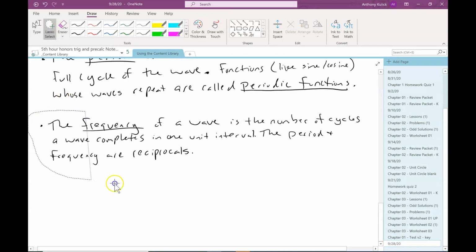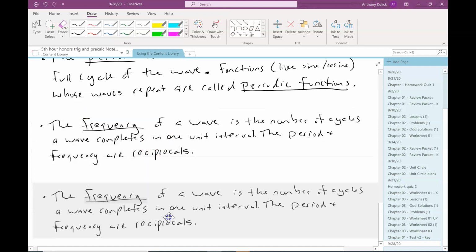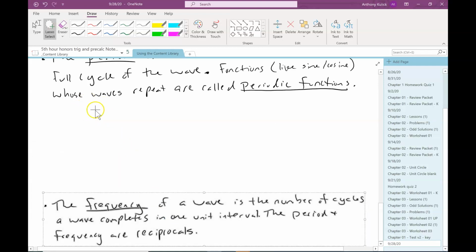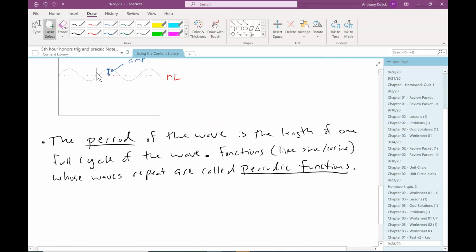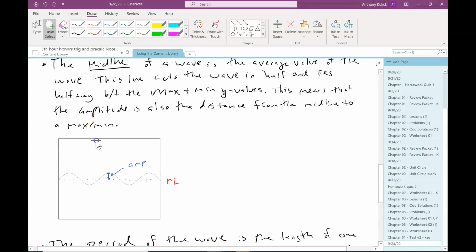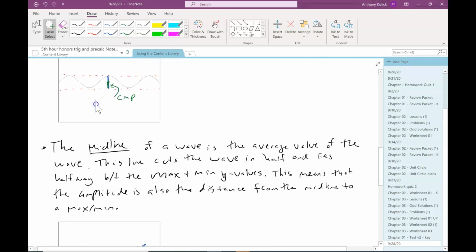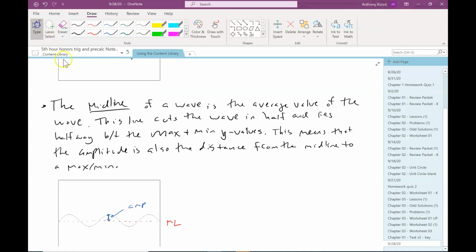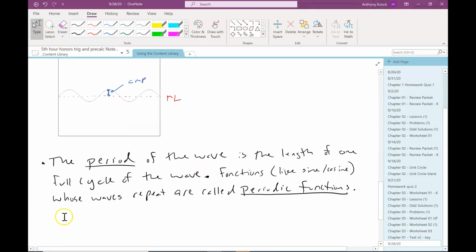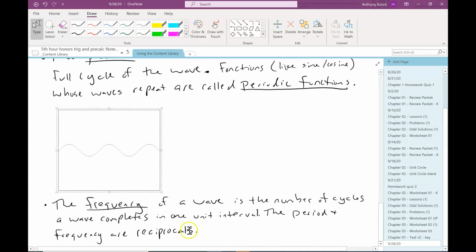And I had actually wanted to draw a picture for period, and I just got excited and forgot to put it in there. So let's make a little space with the magic of OneNote.